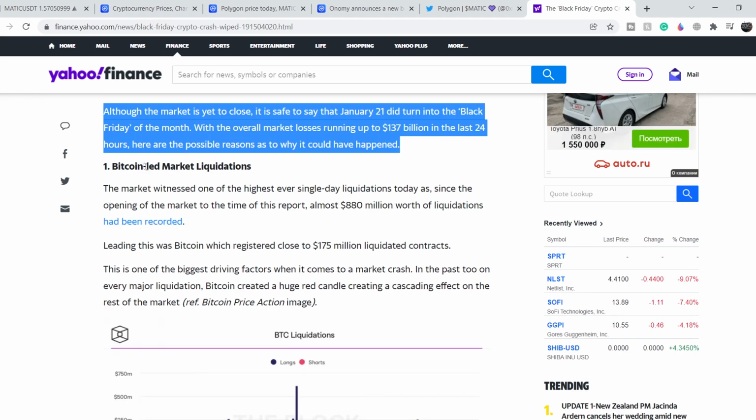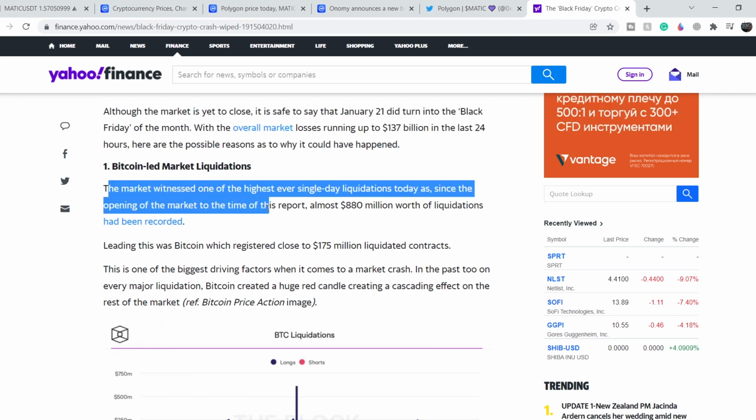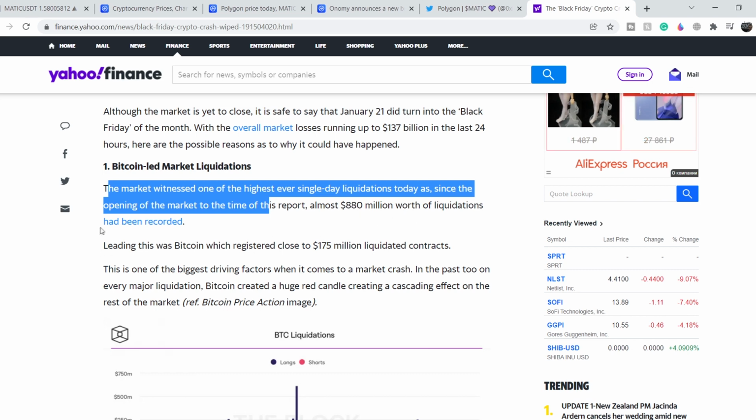First of all, Bitcoin-led market liquidations. And definitely on a highly leveraged market, it might be a huge reason for the sell-off. Let me quote this. The market witnessed one of the highest ever single day liquidations today, as since the opening of the market to the time of this report, almost $880 million worth of liquidation had been recorded. Leading this was Bitcoin, which registered close to $175 million in liquidated contracts.